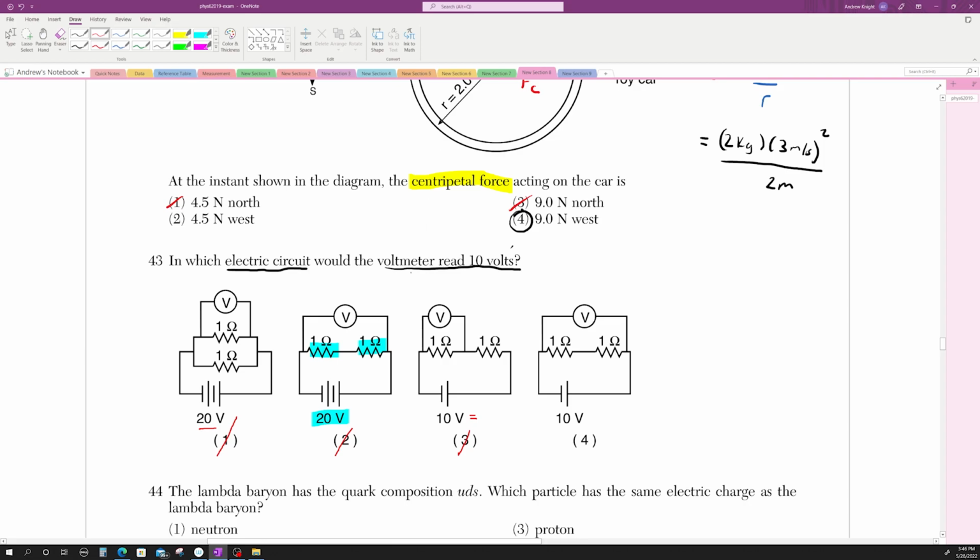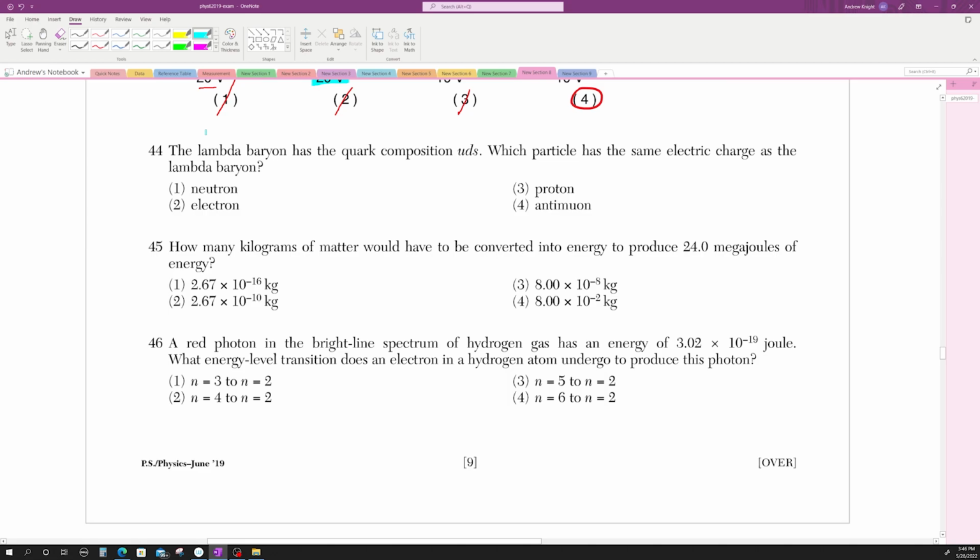Choice 4, however, if we take a look at the equation, our total voltage is equal to V1 plus V2. Notice these two resistors are the same, which means they'll eat up the same voltage. I think it's safe to say 5 plus 5 is equal to 10. 4 is your choice. Question 44.